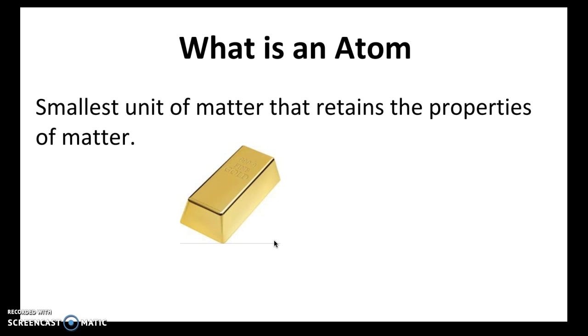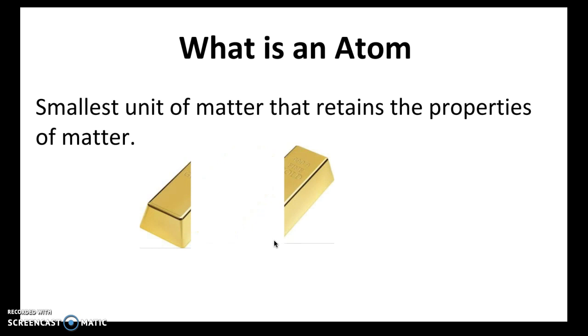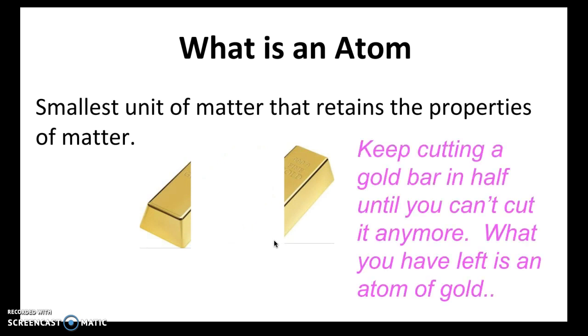So maybe a better way of thinking about it is if you had a gold bar and you cut that gold bar in half. And then you cut the halves in half and you kept cutting it in half until you couldn't cut it anymore. What you have left is an atom of gold. And what makes that an atom of gold is that if you cut that atom of gold in half, it's no longer gold anymore. So if you want to keep cutting it in half and it still be gold, the smallest thing you can get to is an atom. And that's what it means. It's the smallest unit of matter that retains the properties of matter. It's still gold when it's an atom.